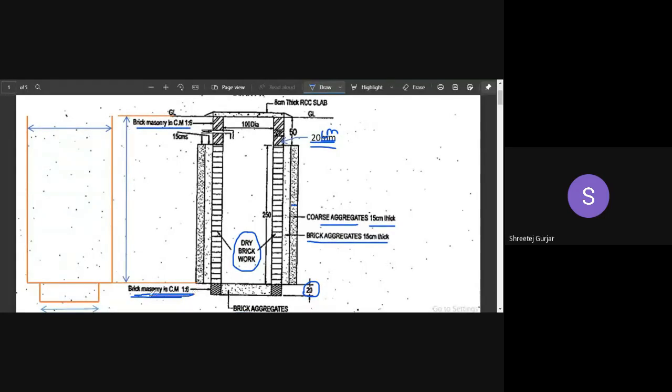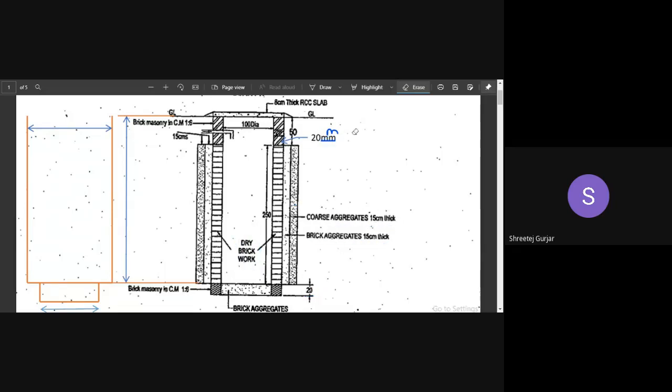Both are same, so we can quantify them in a single thing. So this part over here and this part over here are the same thing. Similarly over the other side. So we have many layers over here. You can observe dry brick layer, then we have brick aggregate layer, then we have coarse aggregate layer. Now let us calculate what is the overall depth that we need for excavation.